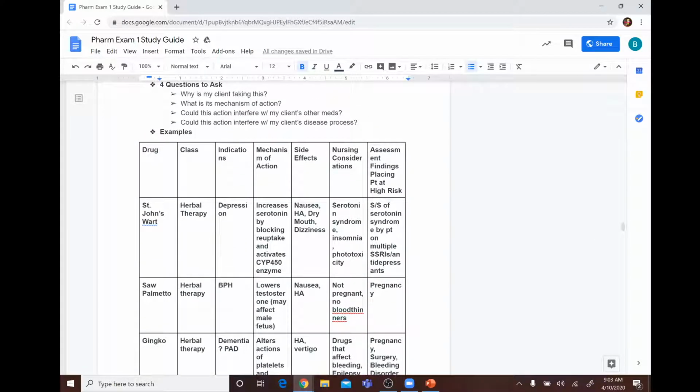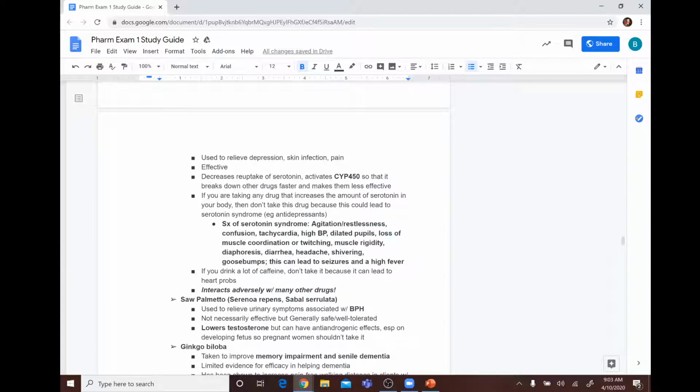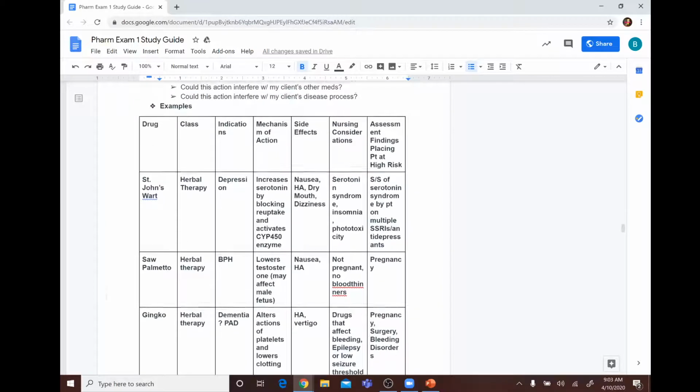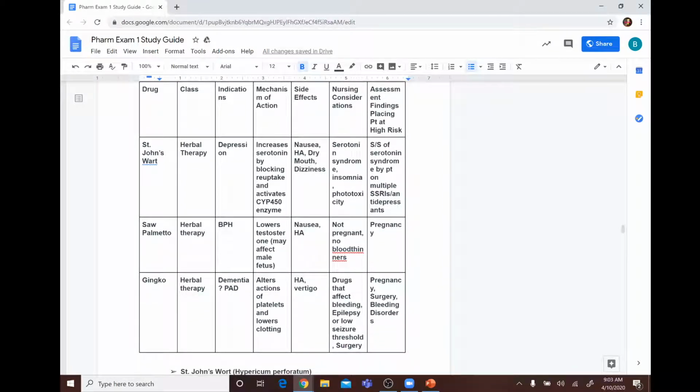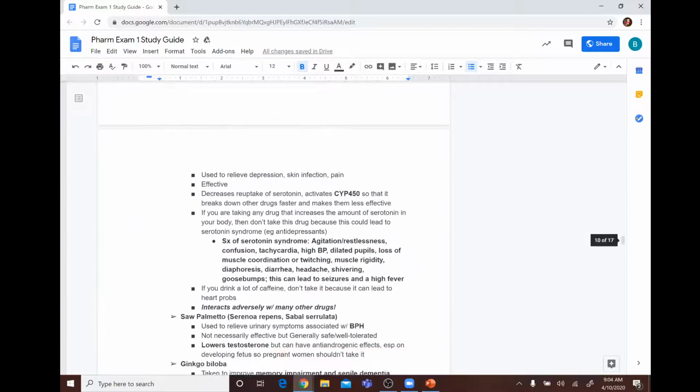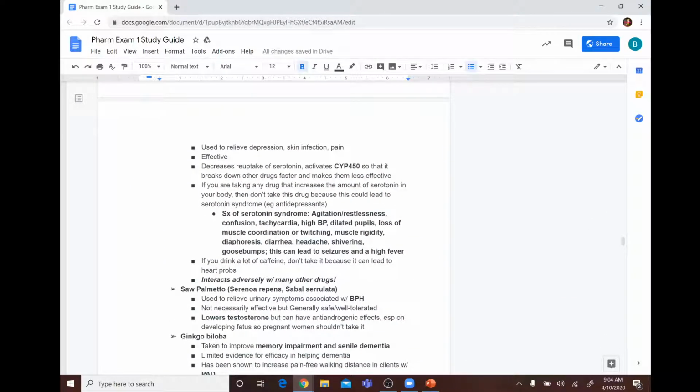What are the side effects of St. John's wort? Nausea, headache, dry mouth, and dizziness. What are the nursing considerations of St. John's wort? Serotonin syndrome, insomnia, phototoxicity, drinking too much caffeine, and it interacts with many drugs.